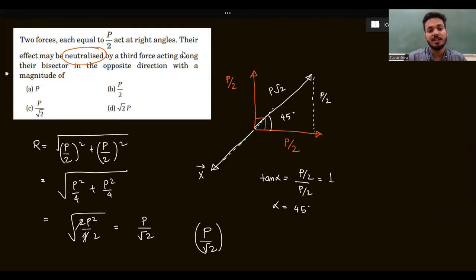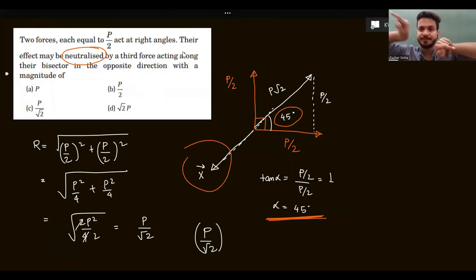Okay, so the answer, how do you find it? The answer is equal to P by root 2. Some people will be doubtful: sir, why do I need to find out this 45 degree? Because if we do not know that this angle is 45 degree, this is not exactly going through the middle, then these two will not be in the opposite direction.